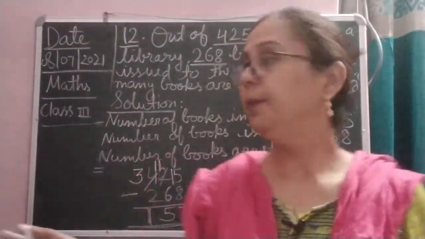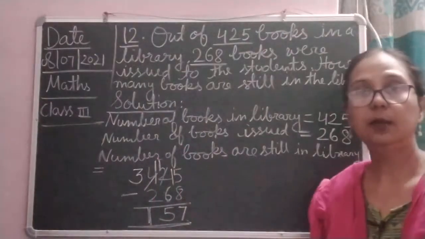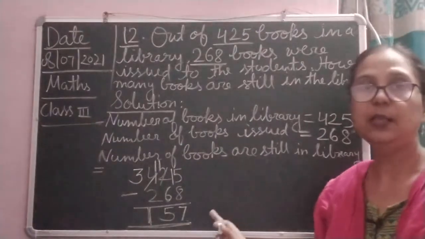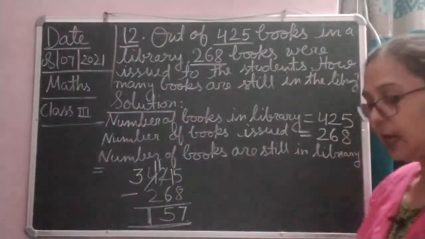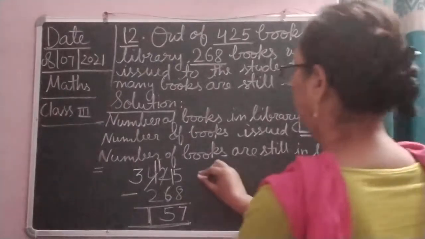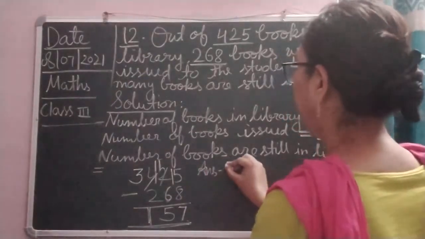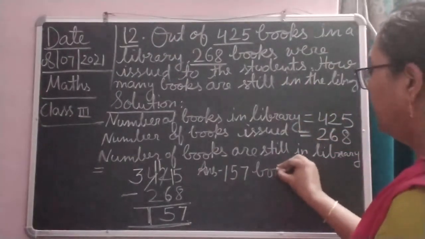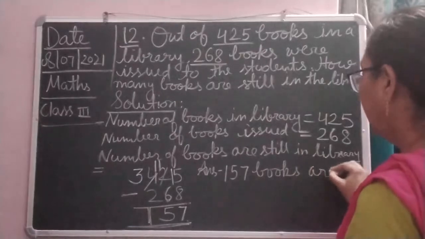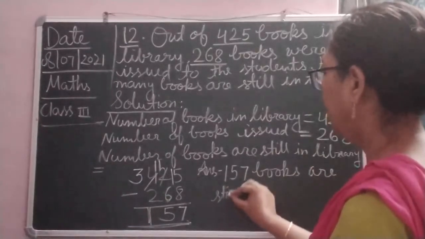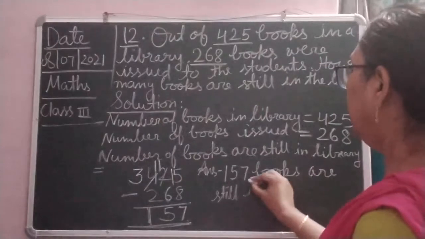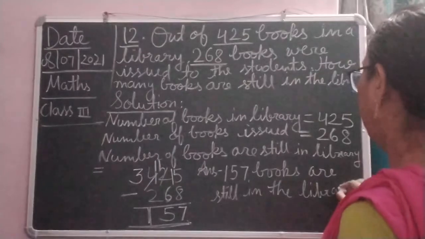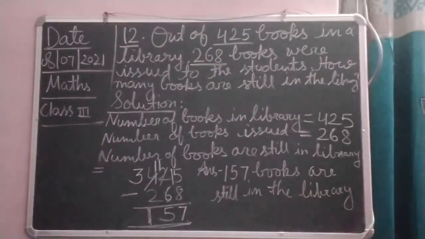After issuing 268 books to the students, only 157 books are left. So we will write the answer, children. Here I am going to write the answer. 157 books are still in the library.